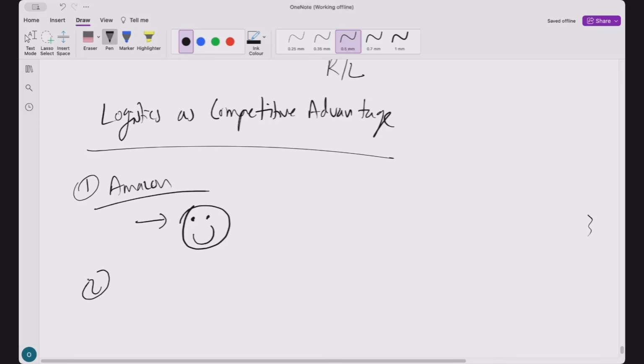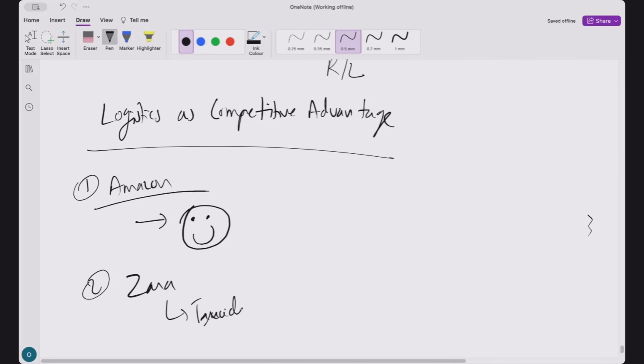Then we can take example of Zara. So they are fashion retailers. If you see the traditional fashion companies, they design 12 months ahead, manufacture in Asia, ship by ocean, stock arrives 6 to 9 months later, and hope customers still want these designs. And the timeline is 12 months from design to store.